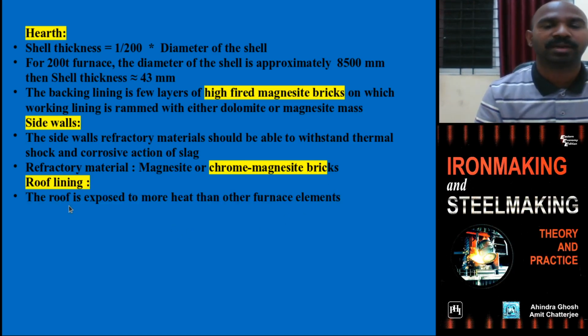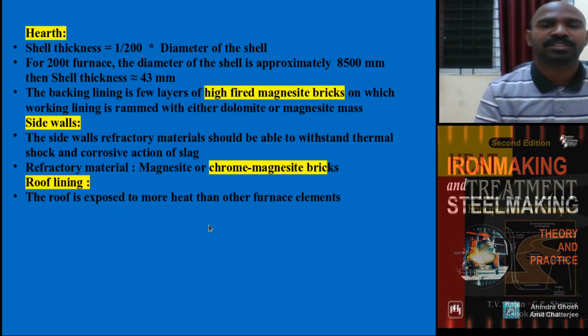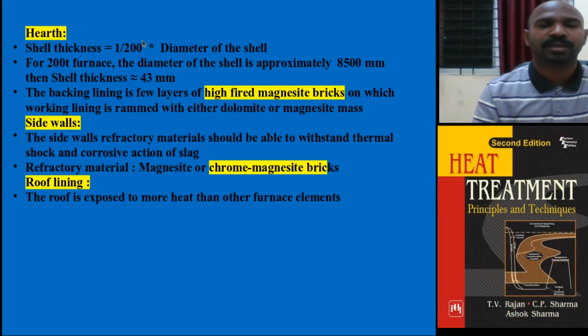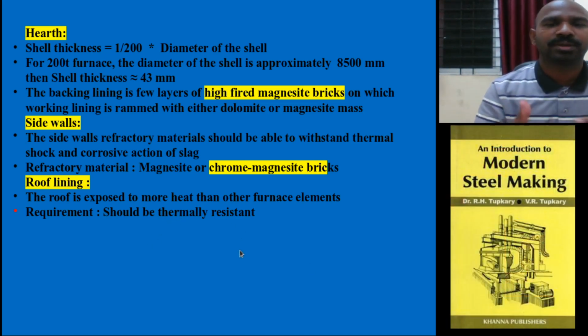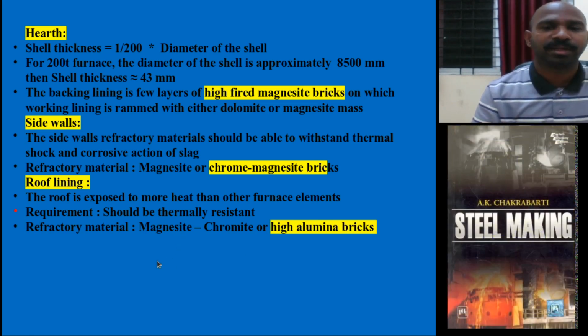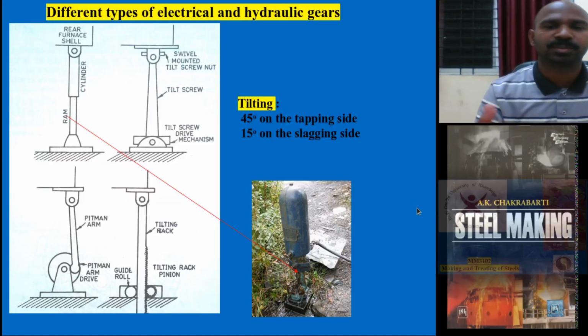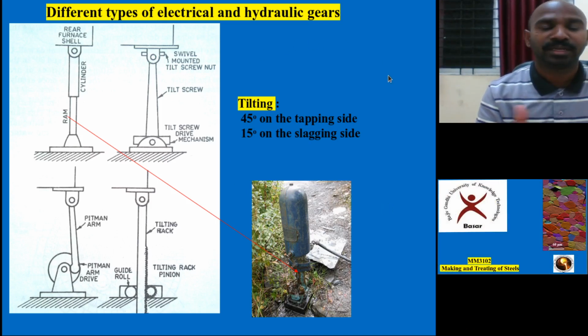For roof lining, the roof is exposed to more heat than the other furnace elements such as the earth and side walls. That is why it should have thermal resistance. Sudden splashing of molten metal will occur, which hits the roof of the furnace, so it should have thermal resistance. The refractory material, high aluminum bricks, is in practice. That is why most of the material in the entire element parts of the EF is made up of refractory material or refractory brick construction.